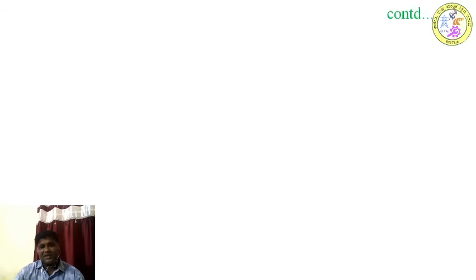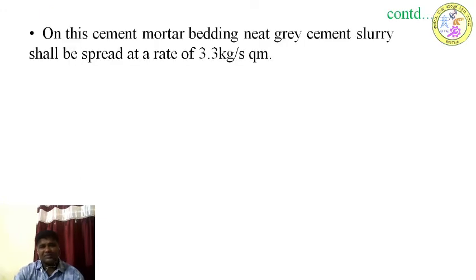So after spreading the cement mortar, then I am going to lay or pour cement slurry of honey-like consistency. Cement slurry is a mixture of cement, water and some additives, adhesives. Adhesives are added for increasing the bonding of the tile to the bed and also for improving workability. And the cement used shall be at the rate of 3.3 kg per square meter.